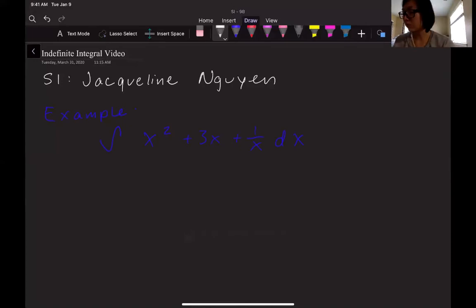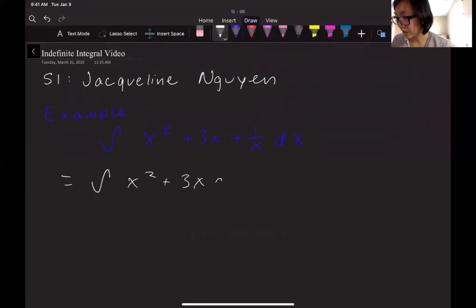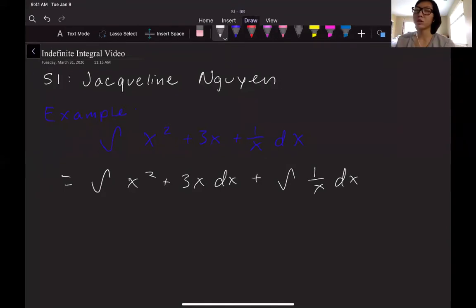So for this, I'm going to break my integral up as such because I recognize that this 1 over x does not look like x squared plus 3x, right? 1 over x is a rational function, x squared plus 3x is a polynomial. So I'm going to break it up right there because I recognize something's not right with that, so I can just pull them apart, right? Our integral rules say that we can do that.